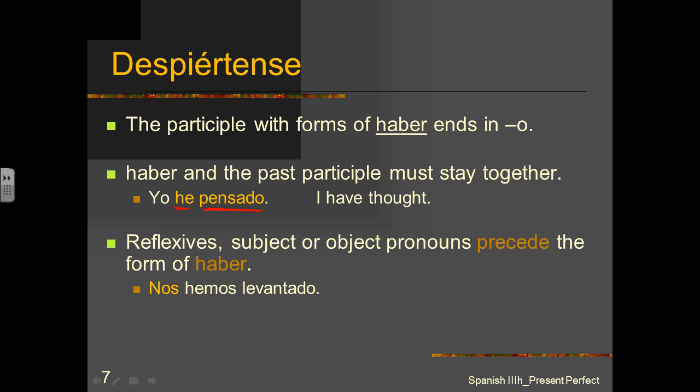And then basically, any pronoun has to go before the conjugated verb in a sentence. So direct, indirect, reflexive. I'm also talking about subject pronouns as well. The only time that you can attach a pronoun is when you have a positive command. A conjugated verb means you put it in the yo form or the tú form. So it has to go in front. It definitely cannot go in between. It cannot be hemos nos levantado.